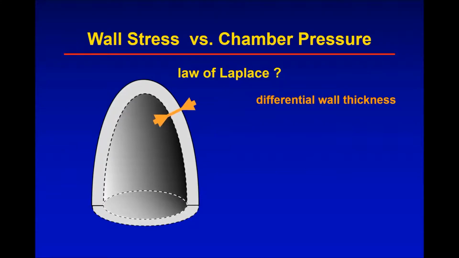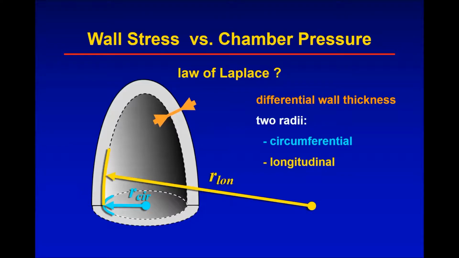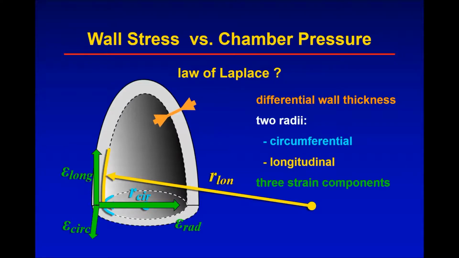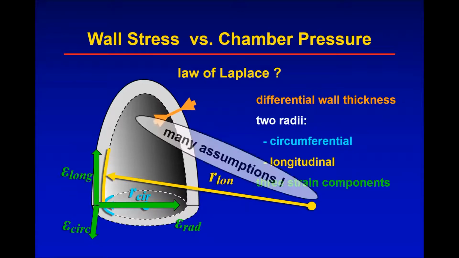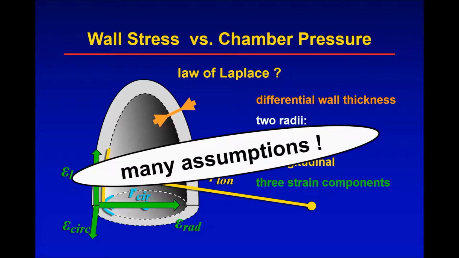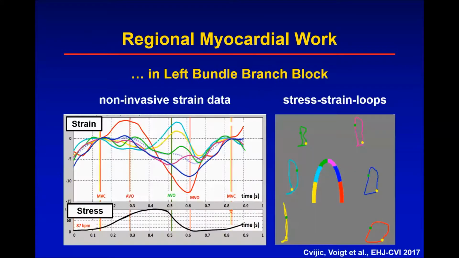So, if we think of a patient with a left bundle branch block with a thick lateral wall and a thin septum, we have differential wall thickness, and we also have different radii, so the circumferential radius and the longitudinal radius, for example, is different. And we have 3 different strain components, and we consider only one strain component. So it's a lot of assumptions that have to be made to apply this work analysis to a patient. But still, it's not too bad. It seems to do something decent.